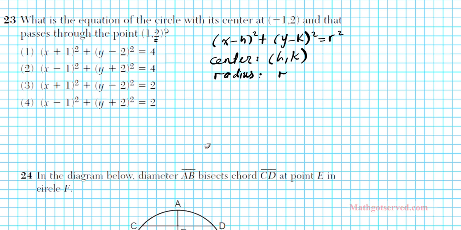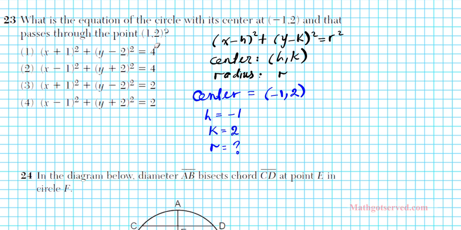In the problem, they gave us a center, which is nice. The center is negative 1, 2. That tells us that h is negative 1 and k is 2. How about the radius r? What is our radius? We have absolutely no idea what the radius is. So how do we figure out the radius? Well, it tells us where the center is. It also tells us a point that the circle goes through.